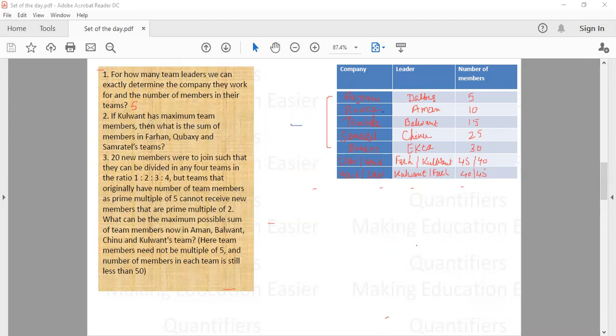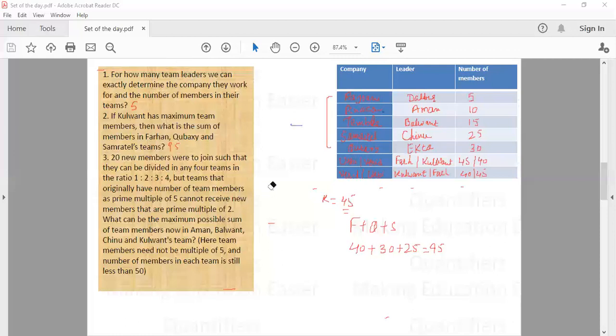Next it says, if Kulwant has a maximum team members. So if Kulwant has the maximum team members, then the members of Kulwant's team will be 45. And it asks, what is the sum of the members of Farhan, Kubexi and Summertel? So Farhan plus Kubexi plus Summertel. Now if Kulwant has 45 members, Farhan's team will have 40 members, Kubexi has 30 and Summertel has 25. So the answer will be 95. So the answer to this question is 95.